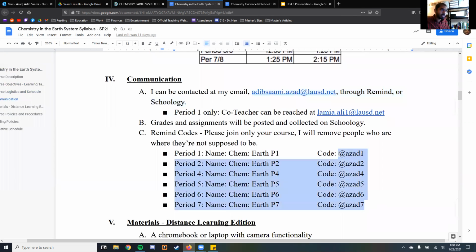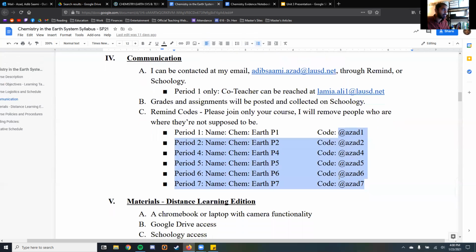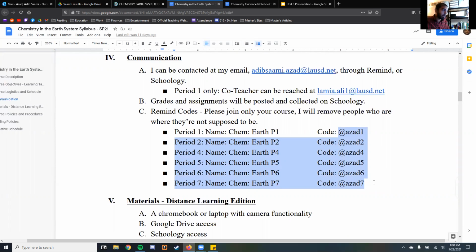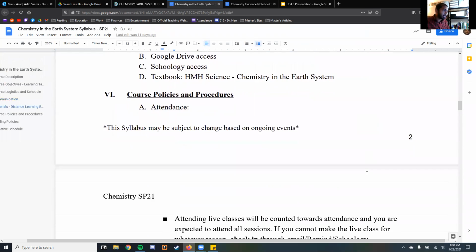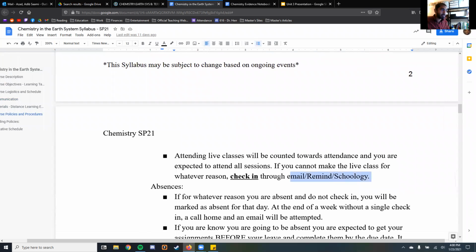If you need the Remind codes, just text 81010 and then @Azad, whichever period you're in. If you end up being in the wrong period, I'll just remove you until you get back into the correct one. Materials didn't change, attendance policy didn't change. I'm just making it clear. If you can't make your live class for whatever reason, just check in through email, Remind, or Schoology. Elsewise, I will mark you absent and have to contact you somehow.